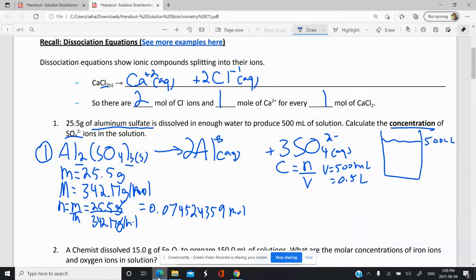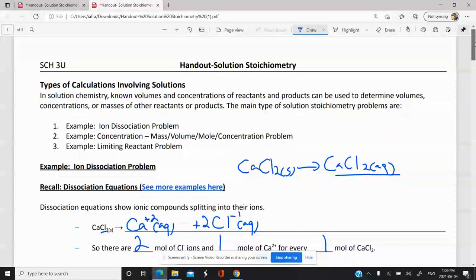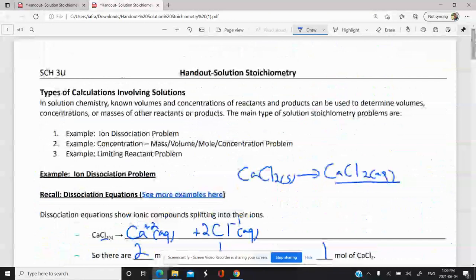All right, so we're just continuing the lesson on our solution stoichiometry. So just for the purpose of the recording, I just want to recap here what we saw. We saw that we're dealing with calculations in solution now. We're doing solution stoichiometry, and there's three main types: ion dissociation, the concentration to mass, to volume, to mole, or to other concentration type problems, and then limiting reactant problems.